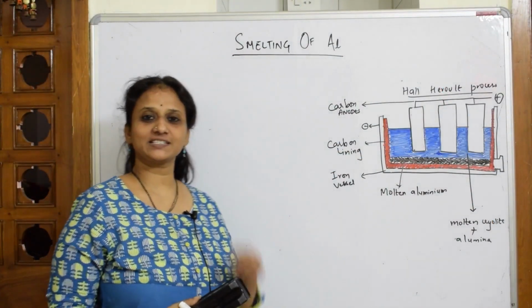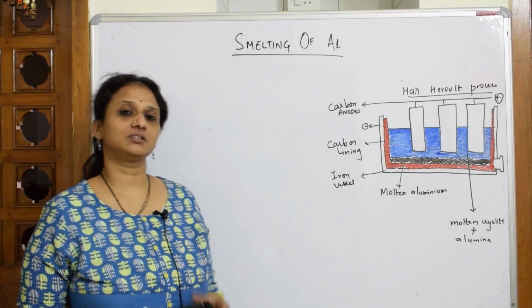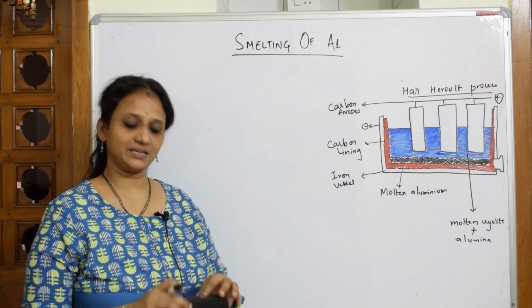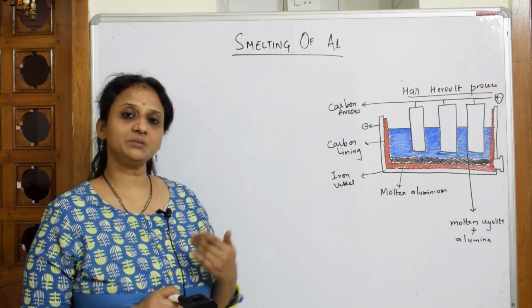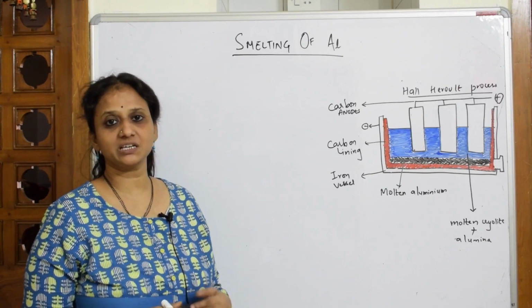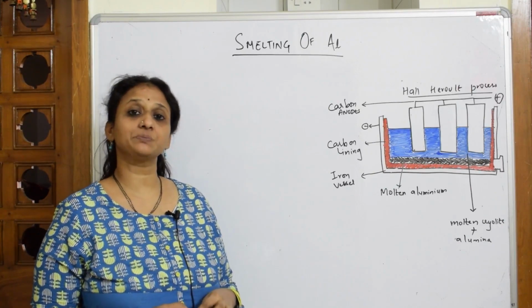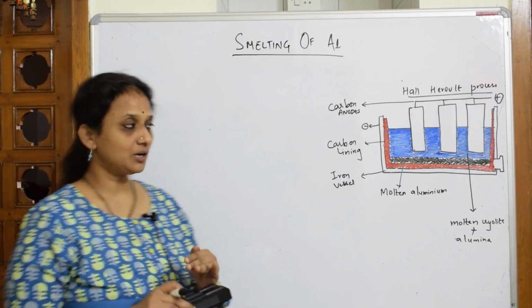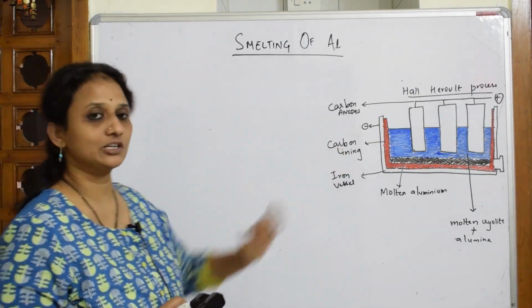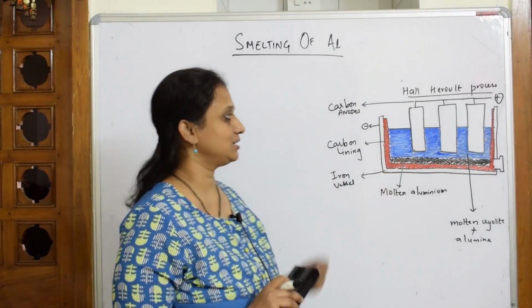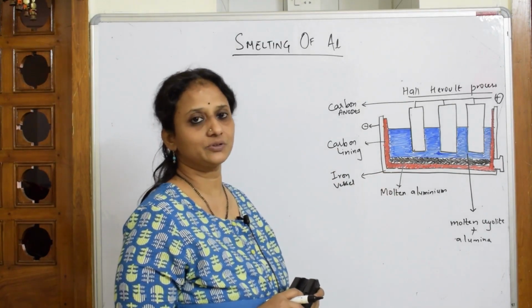Right, so let us see. We've already done your Bayer's process, isn't it? Bayer's and Serpeck's process. The aluminium trioxide which is obtained in the Bayer's process, we take it further for smelting of aluminium. So let us see what the smelting process of aluminium is. Now in the smelting process, we are going to take an electrolytic cell. I've already drawn the electrolytic cell to save time.